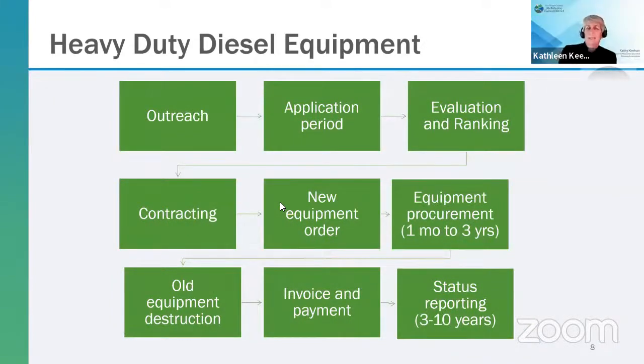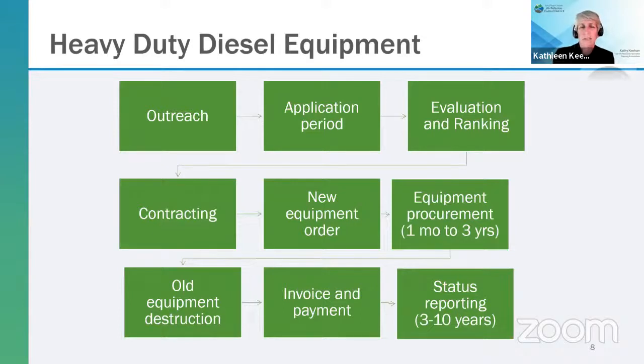This slide outlines the typical process for these projects. In general, it takes between 1 to 4 years for projects to be completed. We start with outreach, of course, to let people know about the programs. District staff work throughout the year to promote incentive opportunities using many avenues: meetings, our website, social media, email, and some targeted advertising.